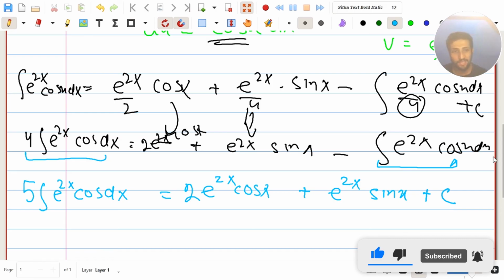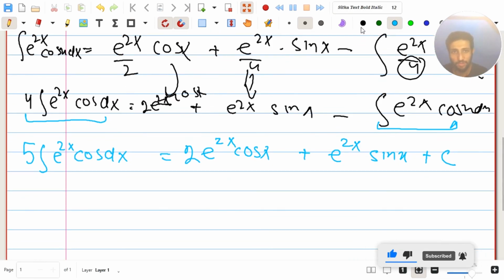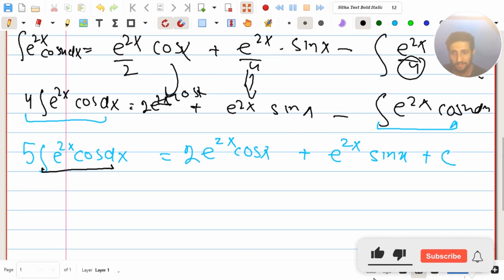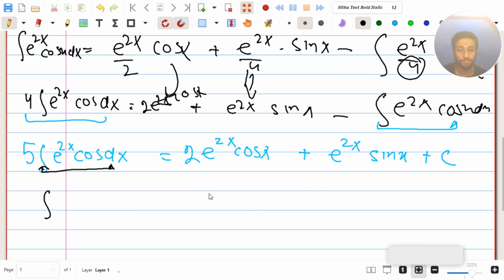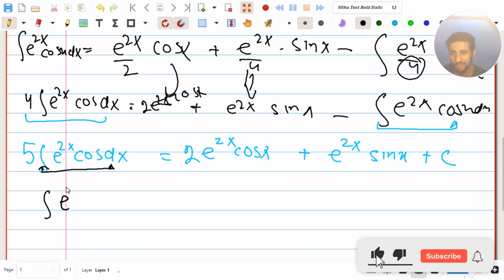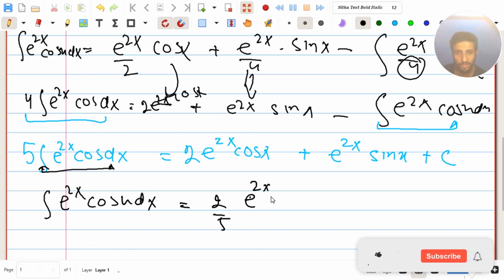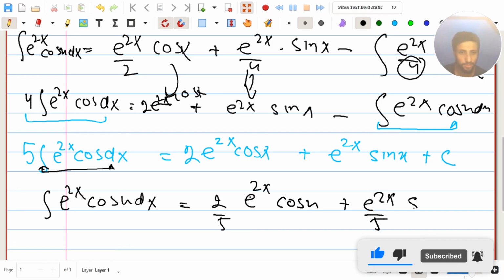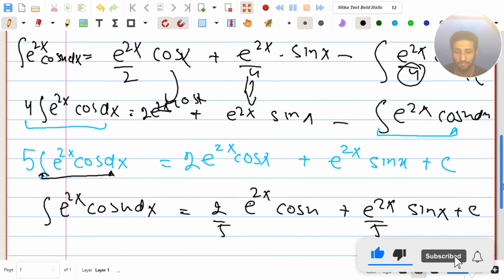Now to find the integral of e to the power 2x cos of x, that is my main goal, I simply need to divide this equation by 5. So if I divide this equation by a factor of 5, what I get is the integral of e to the power 2x cos of x dx equal to 2 over 5 e to the power 2x cos of x plus e to the power 2x over 5 into sine of x plus c. So this is how you solve such an integral, and this is the value of this integral.